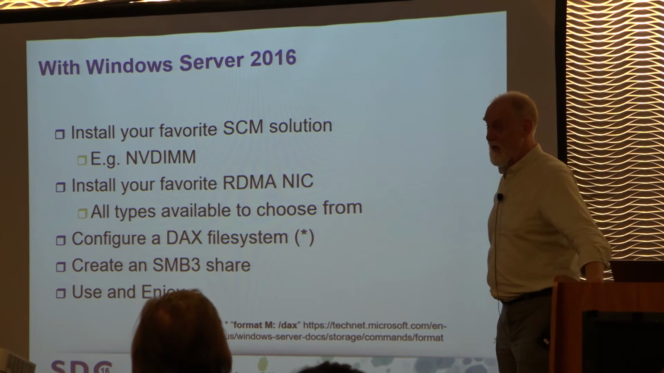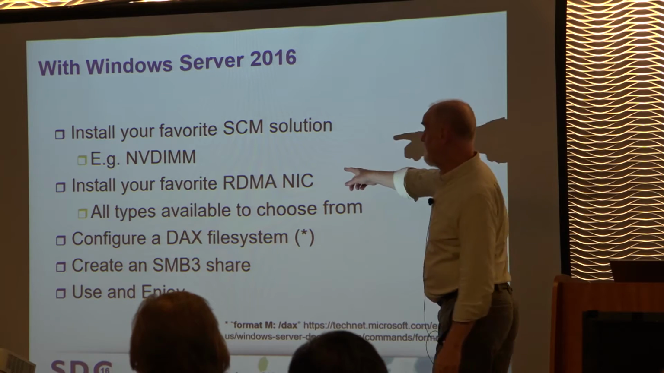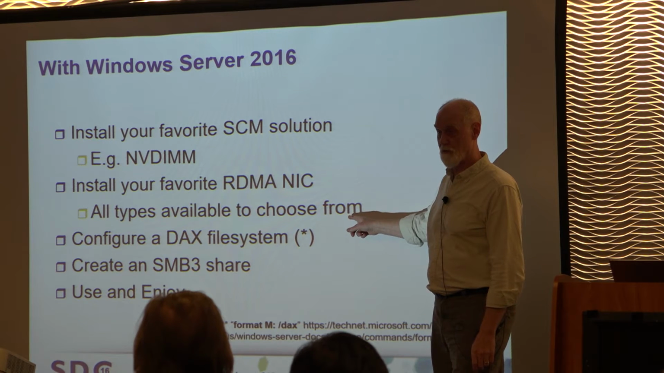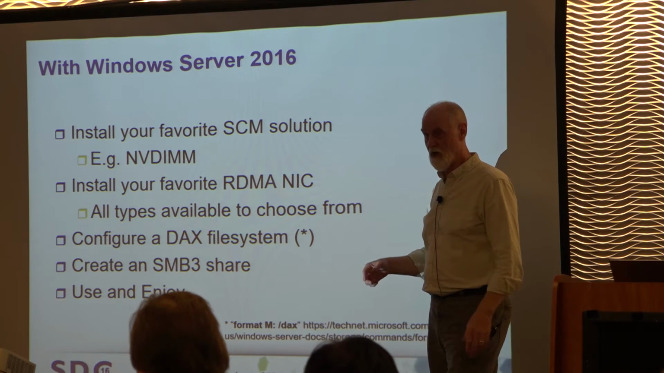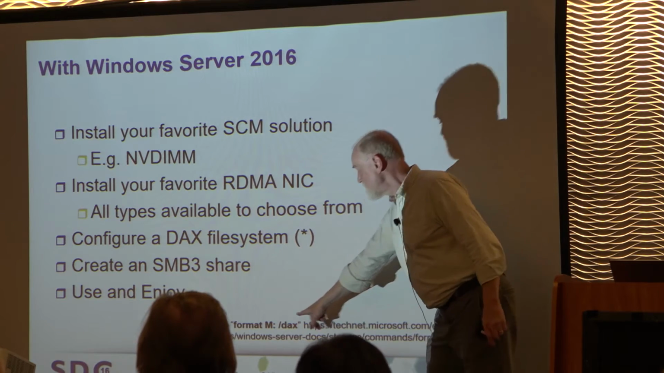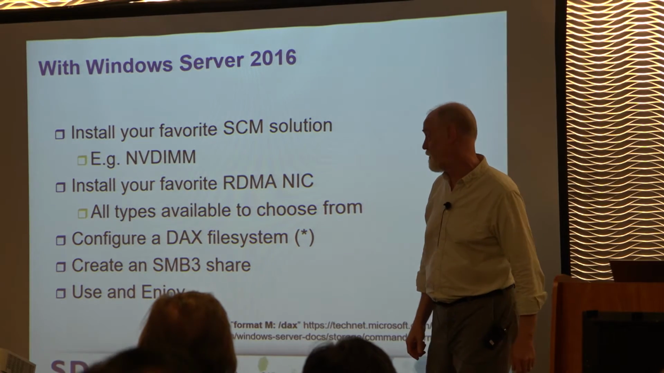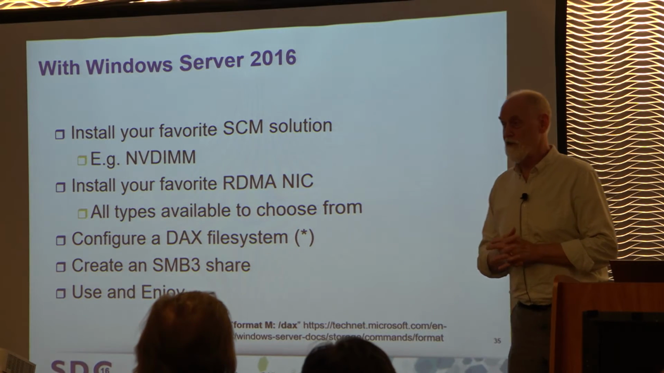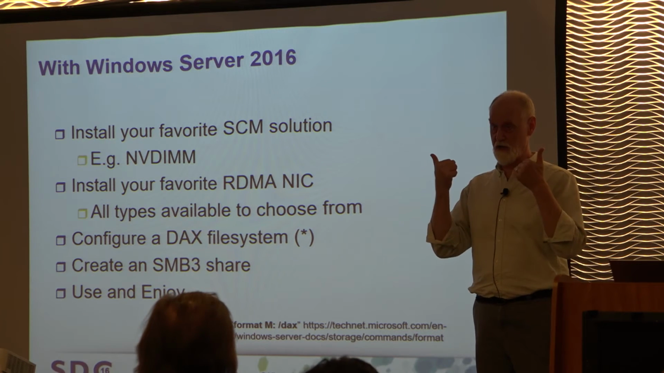So if you happen to have Windows Server 2016 or Technical Preview 5, I just want to mention that if you stick an NVDIMM in it, and if you stick an RDMA NIC in it, and you can choose any type you like. We support Chelsio and Mellanox primarily. There's a couple of others available from vendors who've built it and certified it for Windows. Configure a DAX file system, which is basically format your thing /DAX. Here's a little link to help you learn the new format option. Create an SMB3 share, and you're off to the races. So it's literally out of the box, ready to go. You just need two pieces of hardware, a DIMM and a NIC.